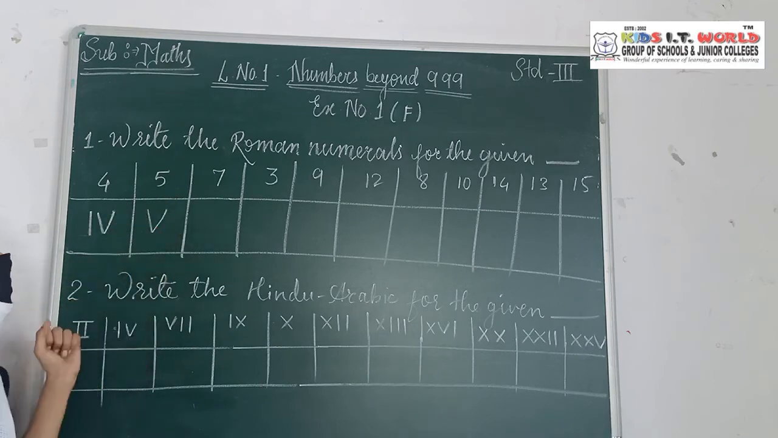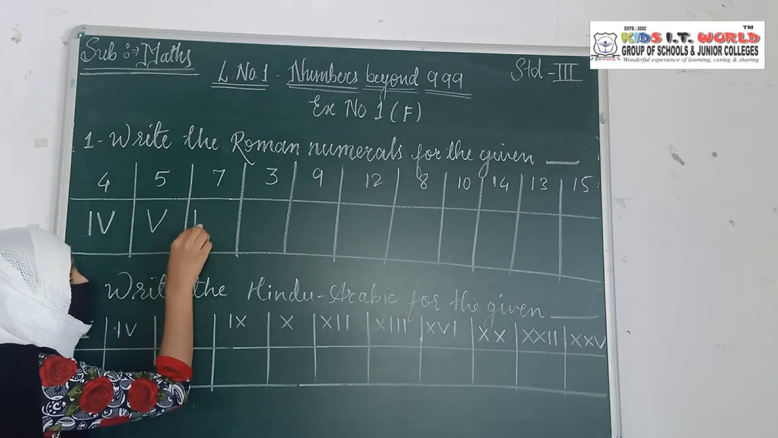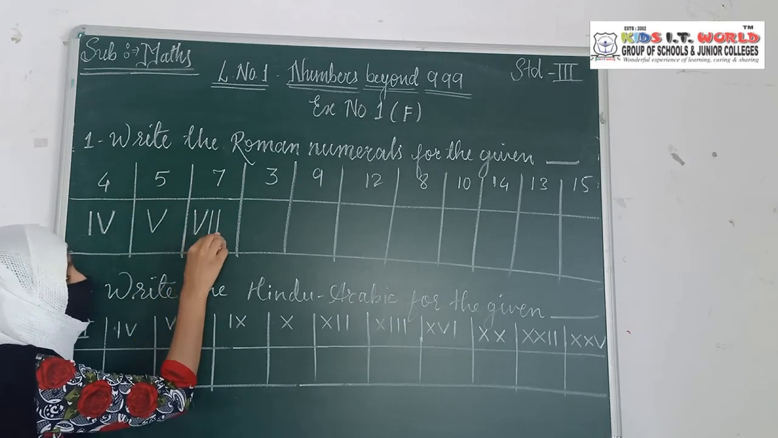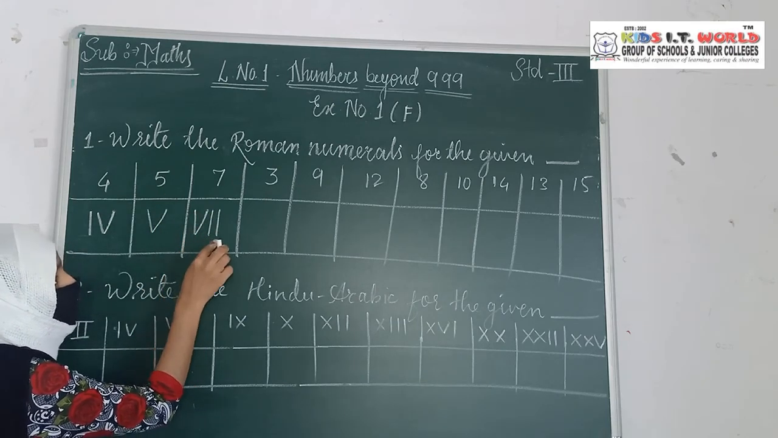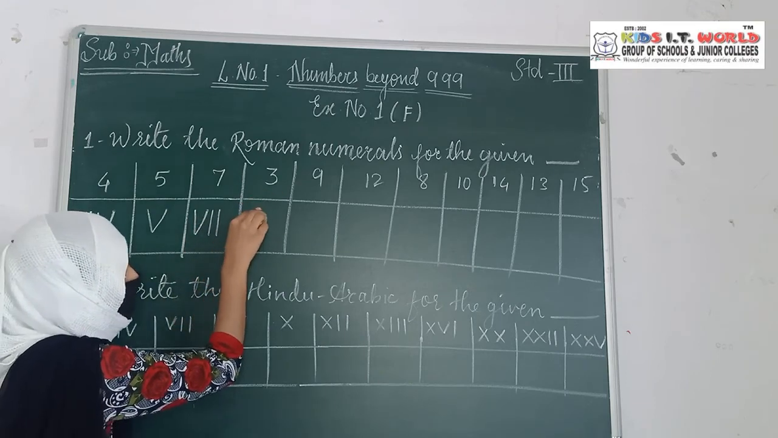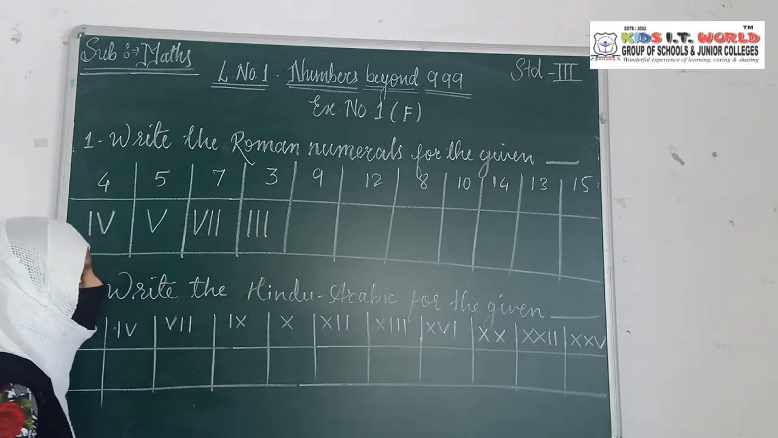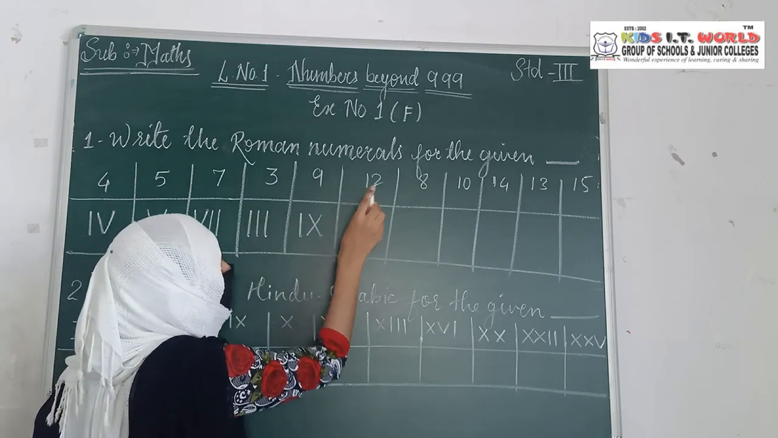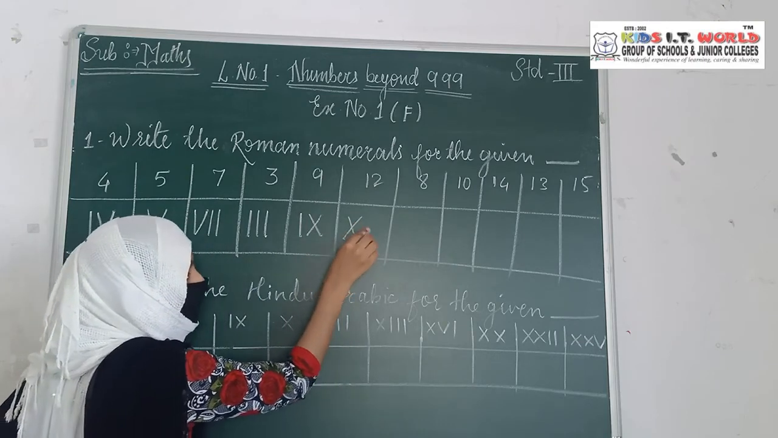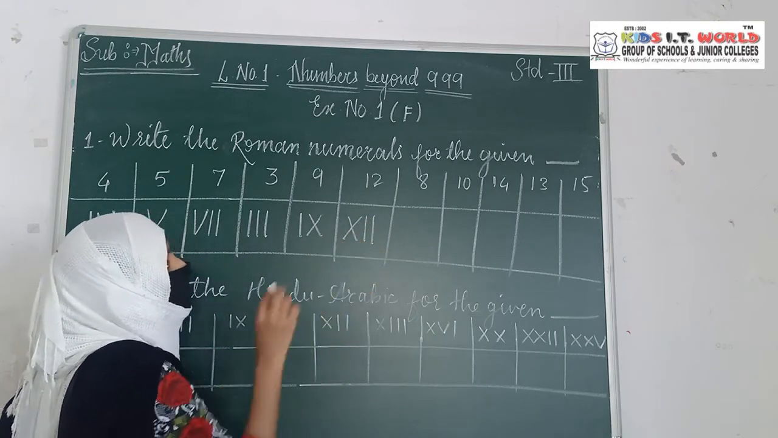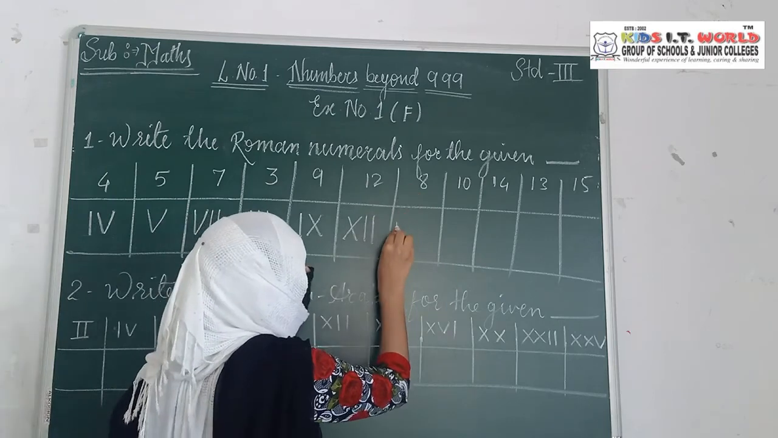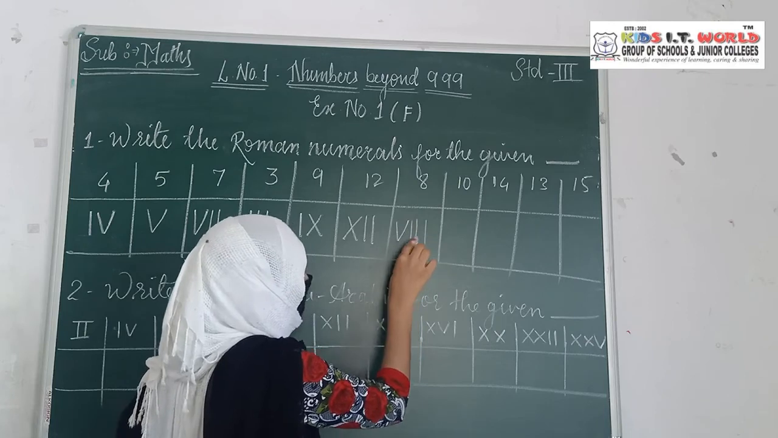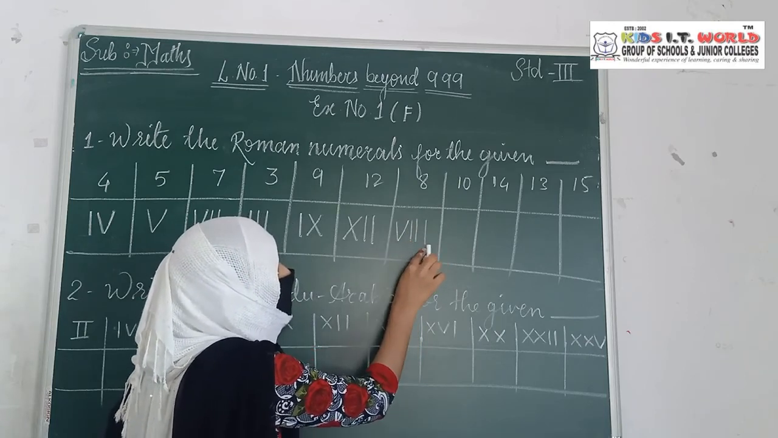Now you want to write the 7 here. You know V stands for 5 and I stands for 1. So it's 1, 2. So this is 5 plus 2, 7. Now for the 3, you will draw 3 lines. This is 3. For the 9, I, X. For the 12, this is 10, 1, 2. This is 12. Now for the 8, we will write V for the 5, and for the 3, 1, 2, 3. This is 5 plus 3, it is 8.